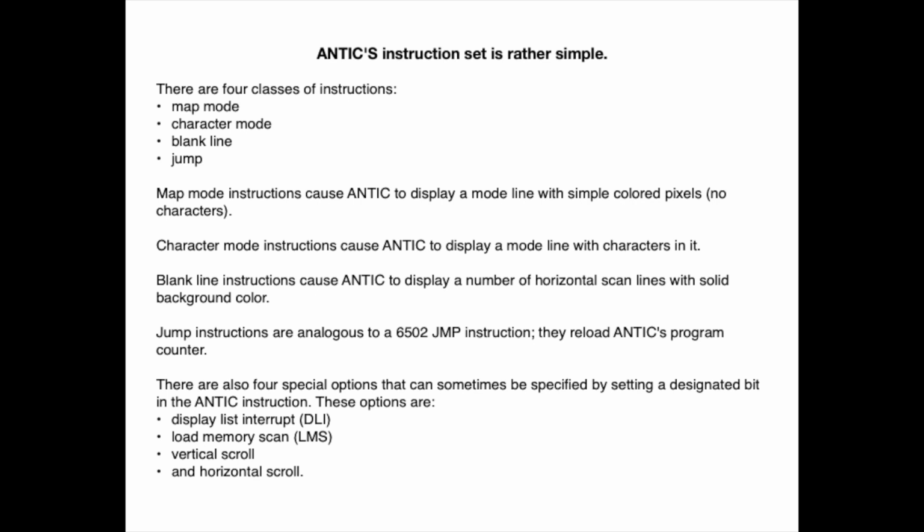Now, the map mode instructions cause Antic to display a mode line with simple colored pixels, no characters. The character mode instructions cause Antic to display a mode line with characters in it. Blank line instructions cause Antic to display a number of horizontal scan lines with a solid background color. Jump instructions are analogous to the 6502 jump instruction. They reload Antic's program counter, and we'll get to those like I said.